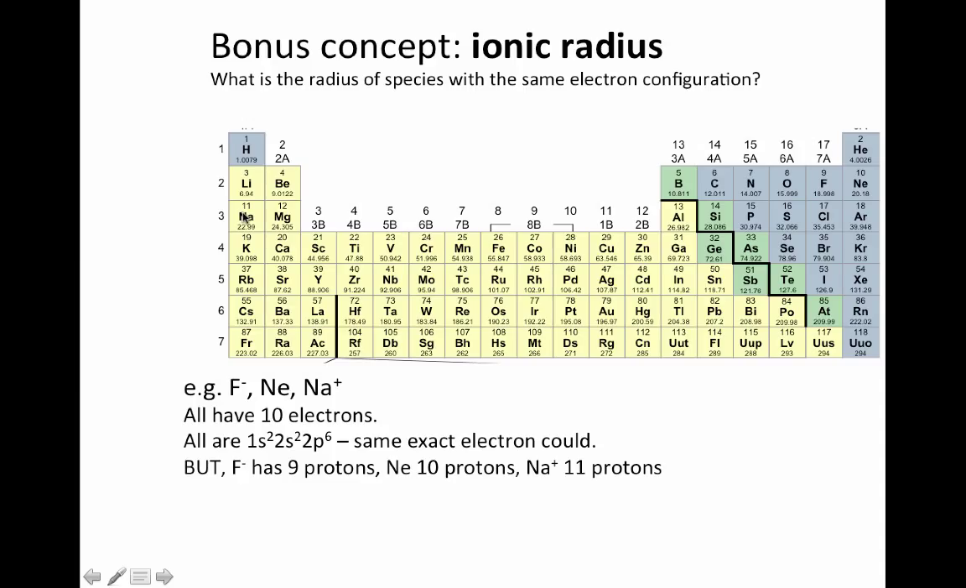So the question then, which one is going to be the smallest and which one's going to be the biggest? Okay, so like we said, the electron cloud's the same. But sodium has more protons, more positive, so that's going to be a greater pull on that electron cloud. So sodium's going to be the smallest, followed by neon, followed by fluorine. Sodium's the smallest, it has 11 protons. Neon's next with 10, and fluorine's going to be the largest because it has 9.